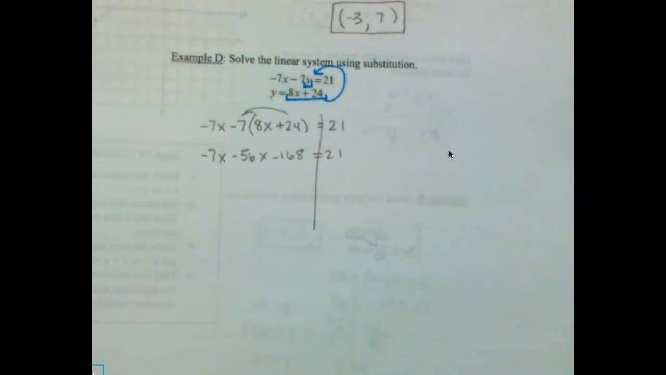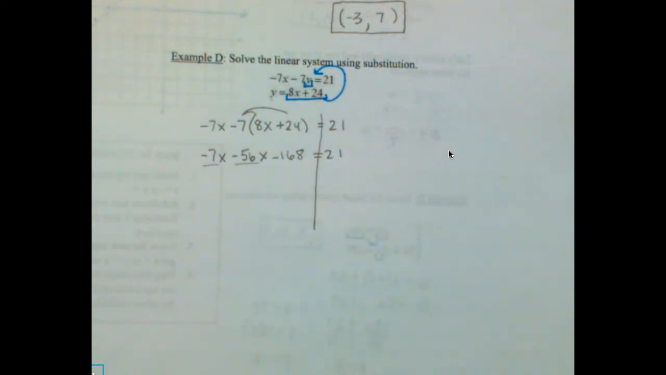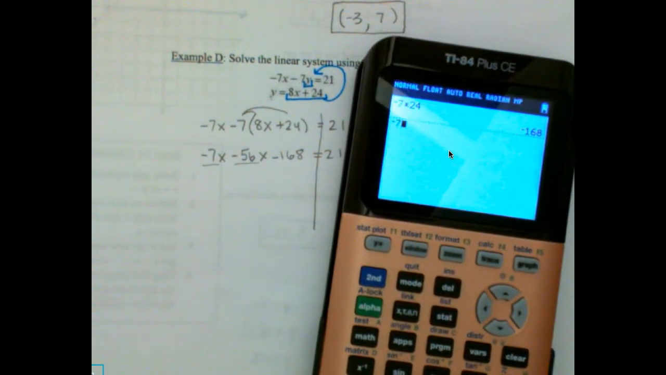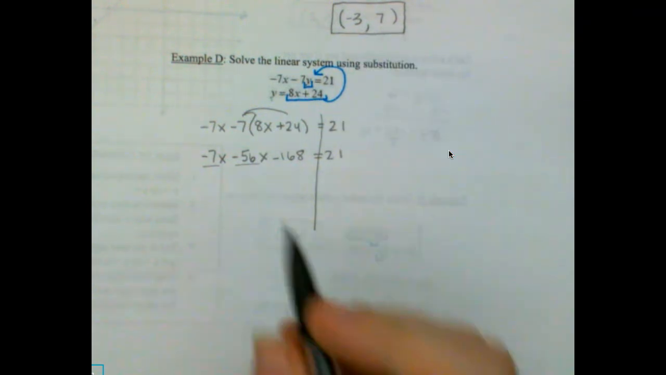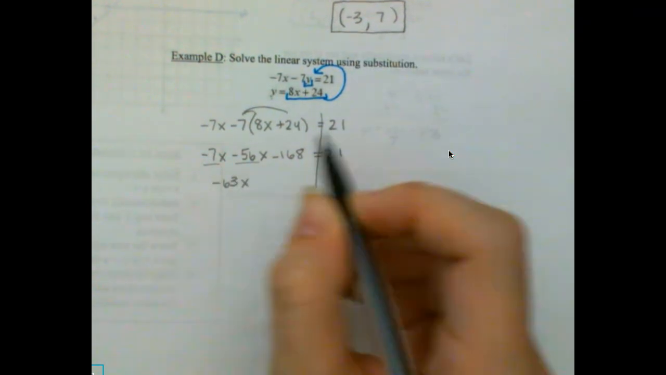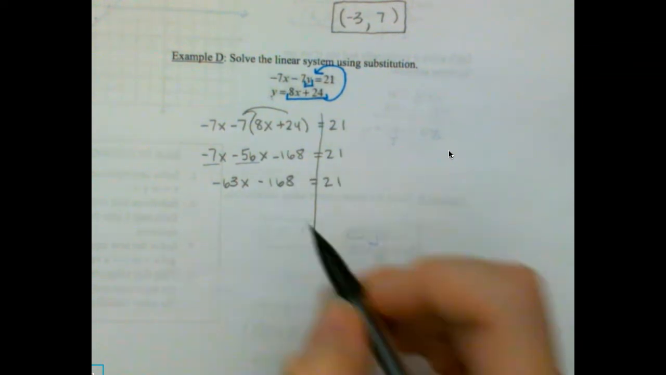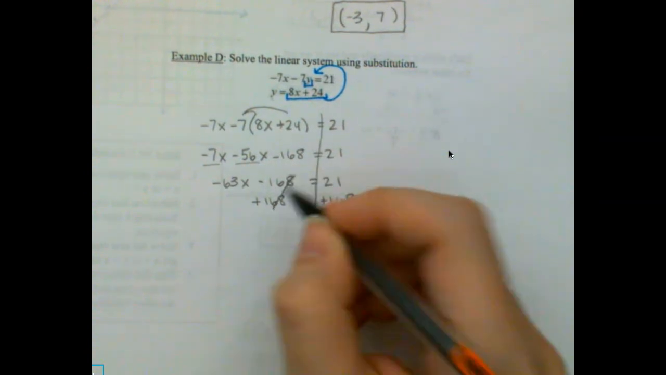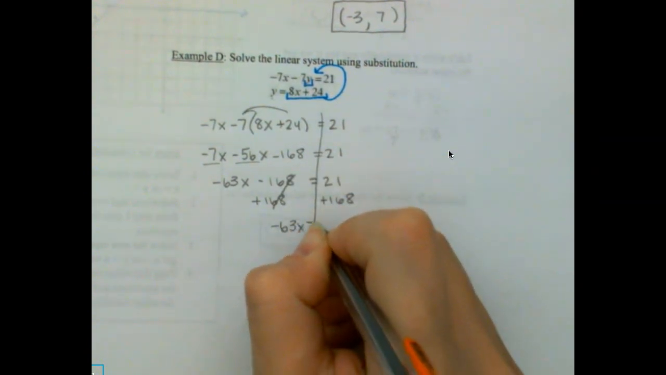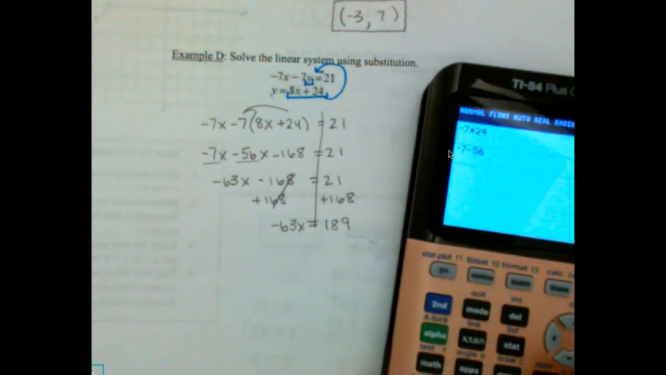equals 21. Now I'm going to look for like terms. I notice that these two are like terms, negative 7 and negative 56. When I put that into my calculator, negative 7 minus 56, I get negative 63. So this becomes negative 63x minus 168. And then I've got to add the 168 over. And I get negative 63x equals 189. And I'm hoping this works out evenly.